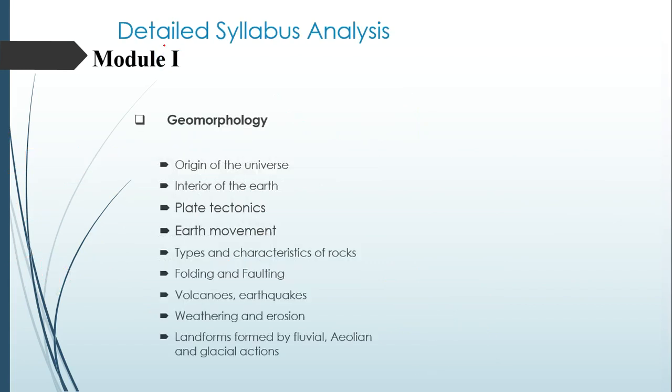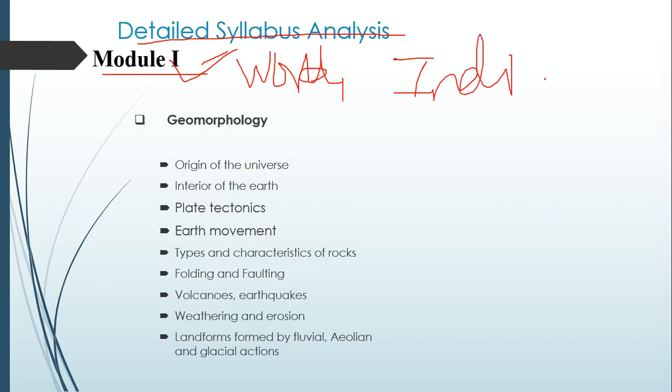Now let's discuss the detailed syllabus analysis. So this is the first module. There are two modules, first and second. In the first module we discuss world geography, and in the second we discuss Indian geography. So that is geomorphology.